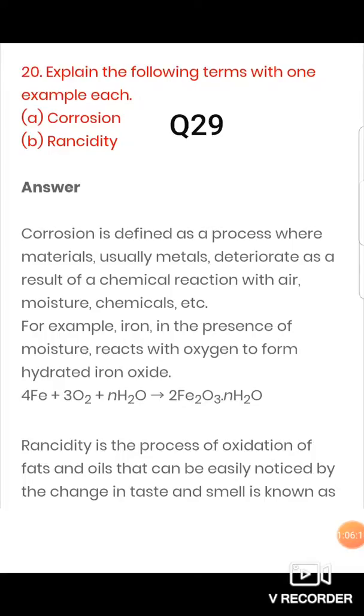Explain the following terms: corrosion and rancidity. It's very simple. I've already explained what is corrosion and what is rancidity. Example of corrosion: Fe plus O2 plus H2O gives Fe2O3, rust, in H2O.